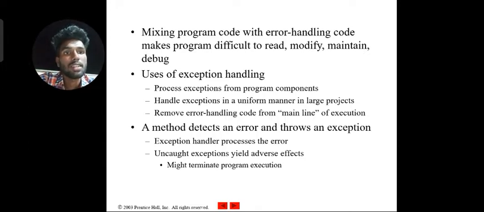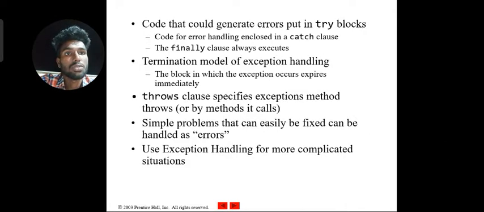A method detects an error and throws an exception. Exception handling is the process of handling the error. An uncaught exception might terminate program execution. Code that could generate an error is put in try blocks. Code for error handling is enclosed in a catch clause. The finally clause always executes.